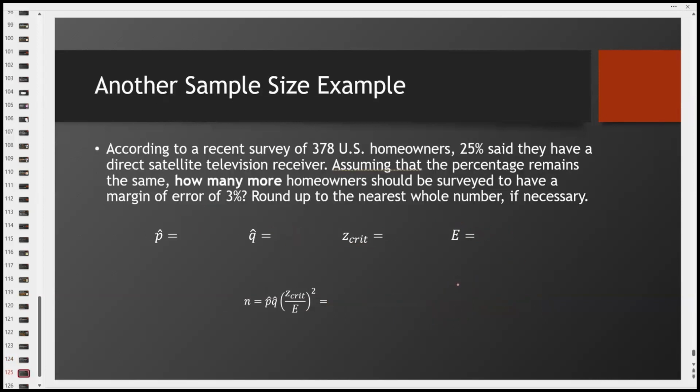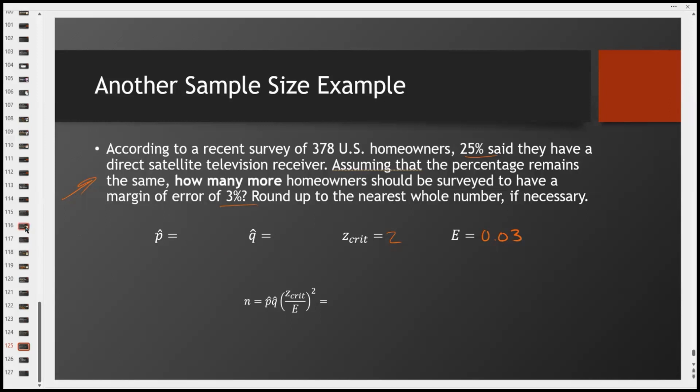Then we do a very similar thing here. According to a recent survey of U.S. homeowners, 25% said they have a direct satellite receiver. Assuming the percentage remains the same, how many more homeowners need to be surveyed to have a margin of error of 3%? Okay, so if we want a margin of error of 3%, that's 0.03. Again, our critical Z value here, we can just use as 2. This is because there's no confidence level listed here.